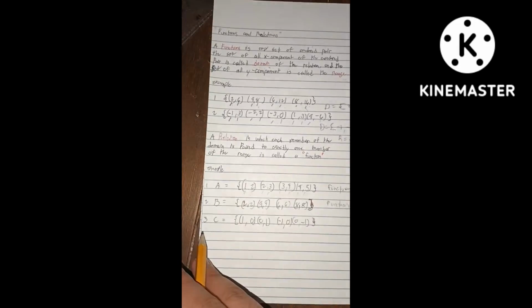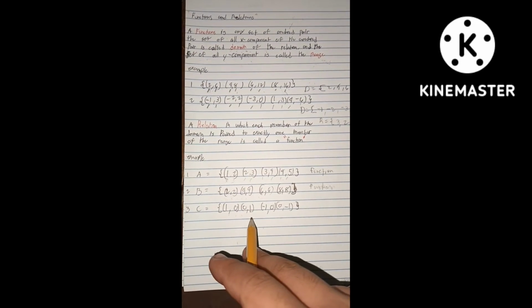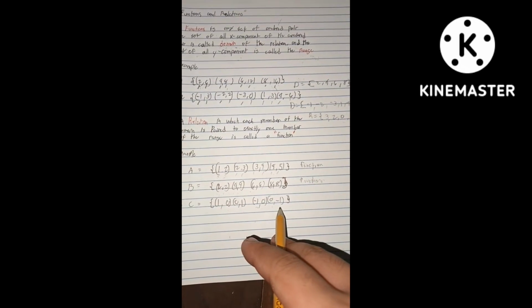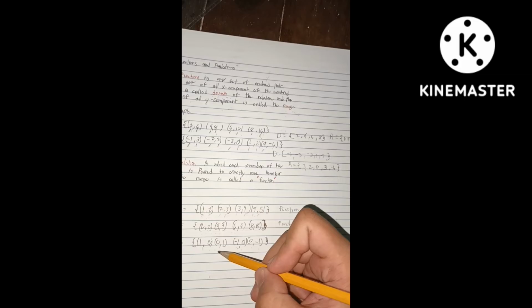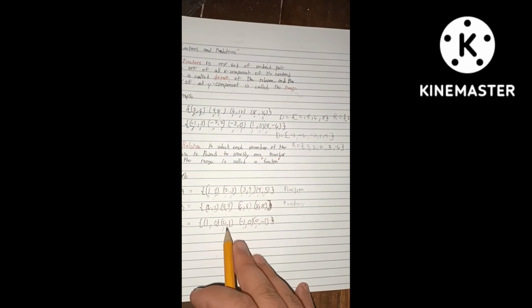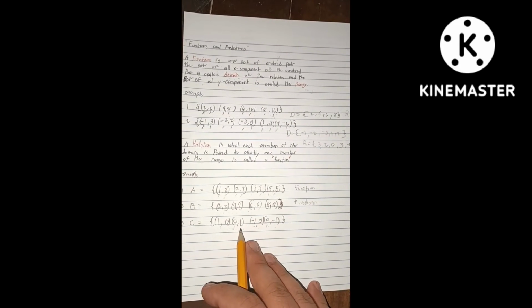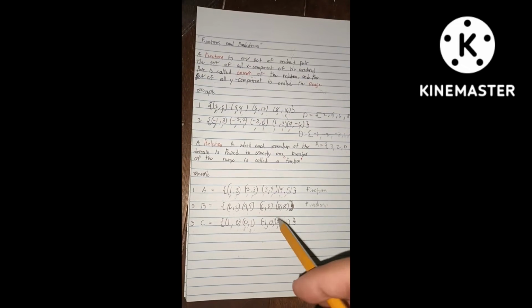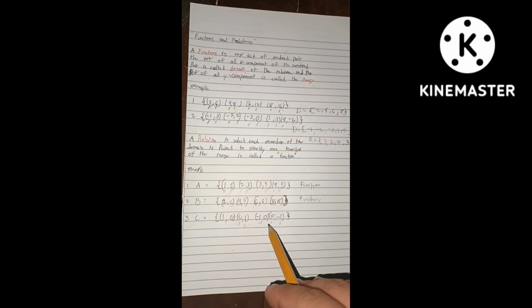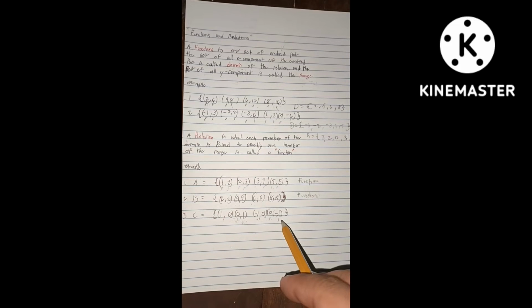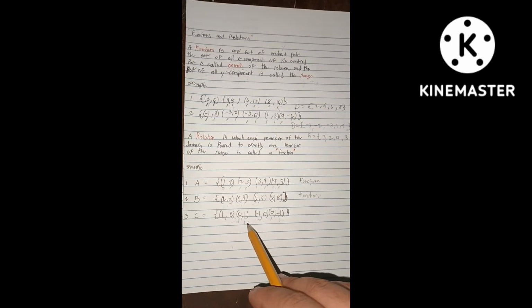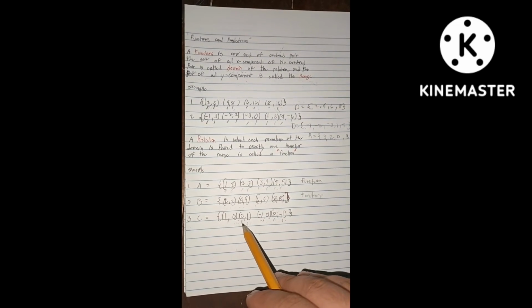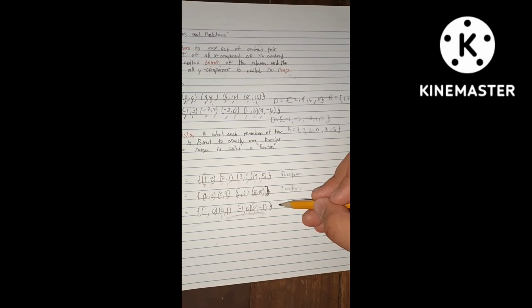Now on number 3, we have (1, 0), (0, 1), (-1, 0), and (0, -1). As you can see, in our domain we have 0 and 0. Then in our range, we have 1 and -1. This is not a function, because each member of the domain needs to be paired to exactly one member of the range. So number 3 isn't a function.